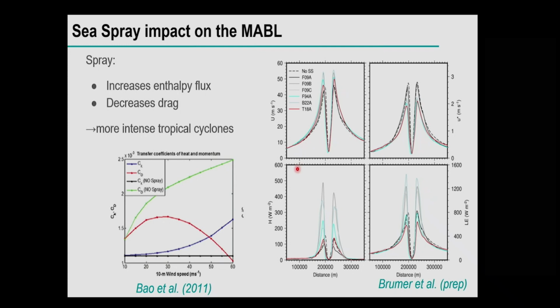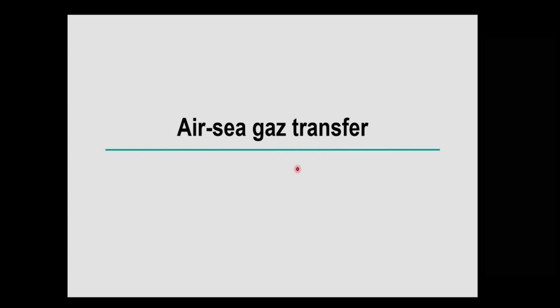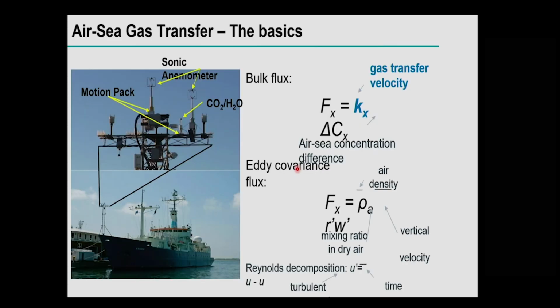All right, so that gives you an overview of why waves are important in the heat and momentum transfer. And now I'd like to switch to the air-sea gas transfer, which is much of the same problem, really. The flux of gases across the interface is usually expressed in terms of a gas transfer velocity and the difference between the atmosphere and the ocean, the difference in concentration. And we can measure this also through eddy covariance. And now we're looking at the covariance between, obviously, the vertical velocity component and the mixing ratio in dry air.